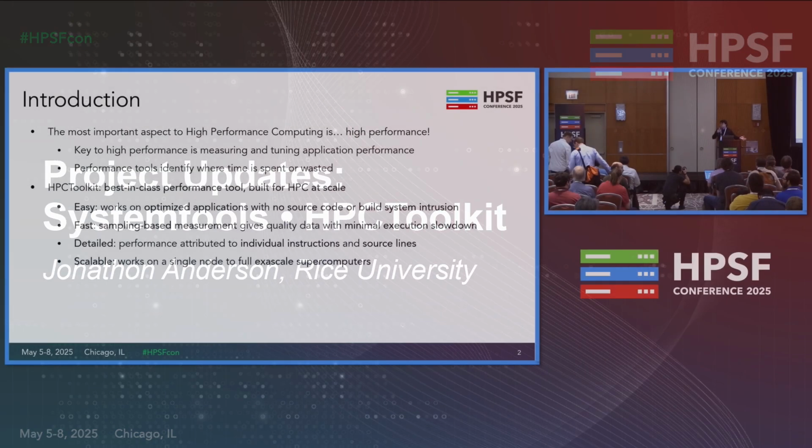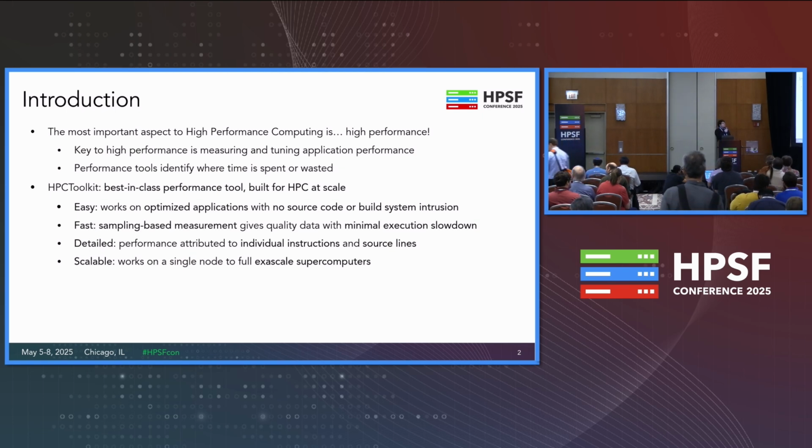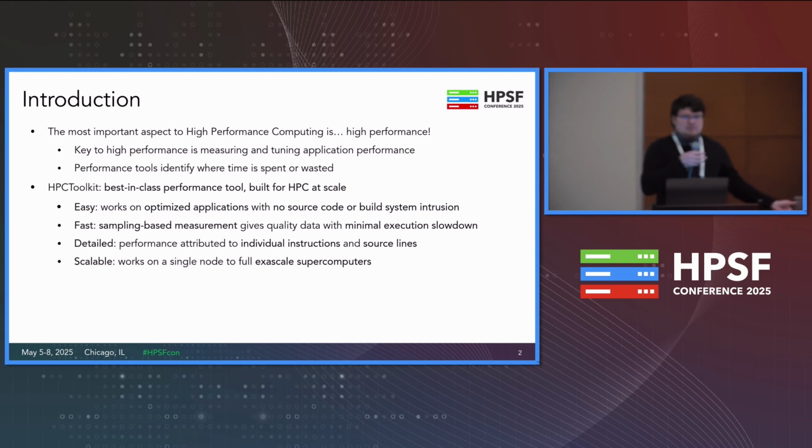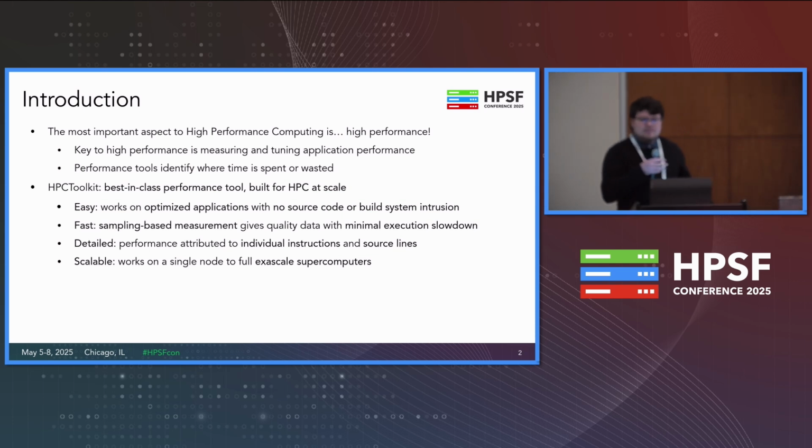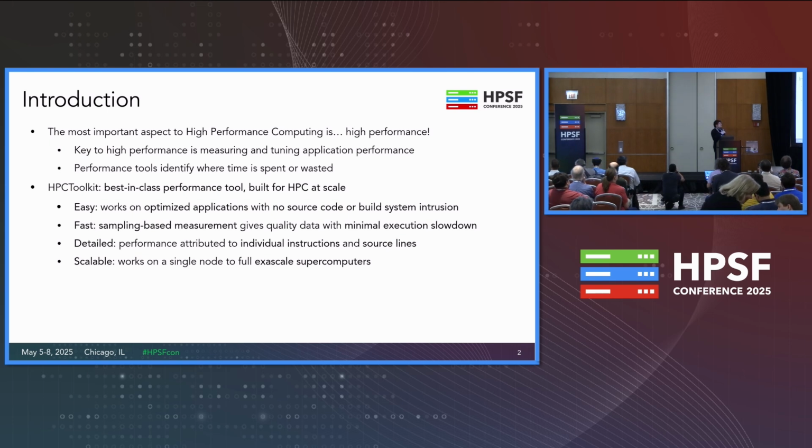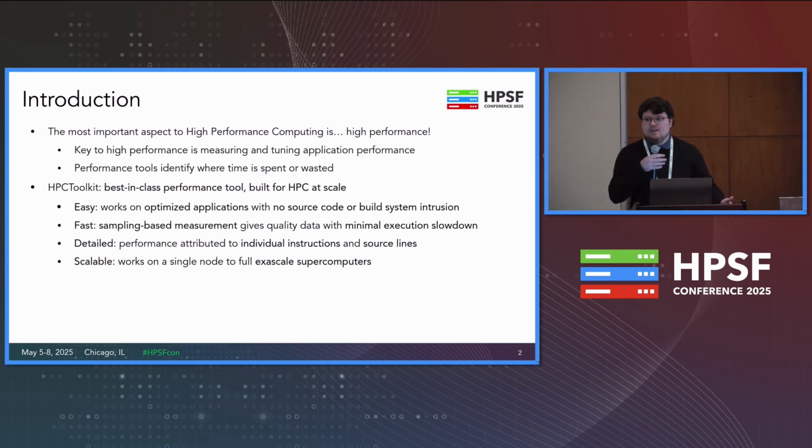So for those of you who haven't heard of us before, here's the brief introduction. As we all know, the most important aspect to high-performance computing is achieving high performance. And the key to achieving high performance is being able to measure your performance and tuning your application to improve it. This is where performance tools come in. Performance tools let you know where in your application your time is being spent or being wasted. And HPCToolkit is, of course, a performance tool.